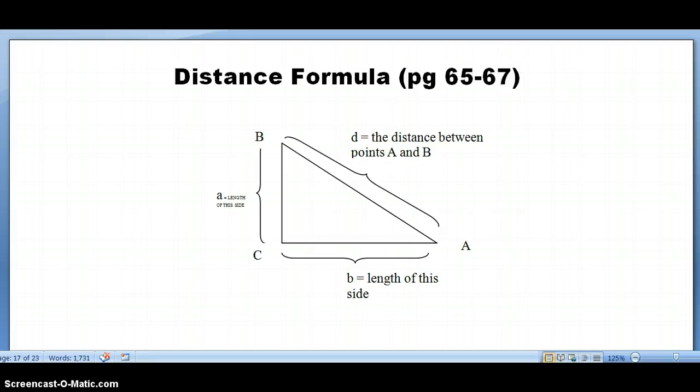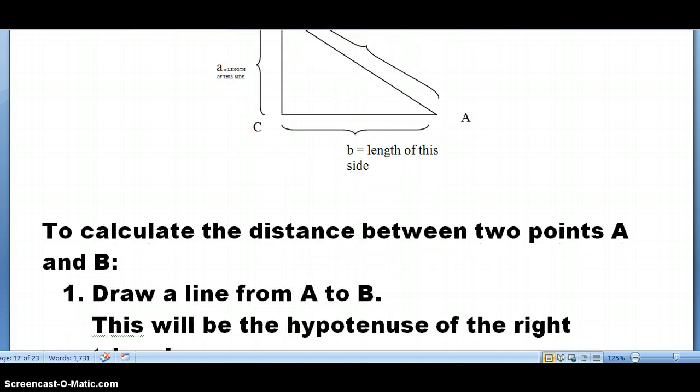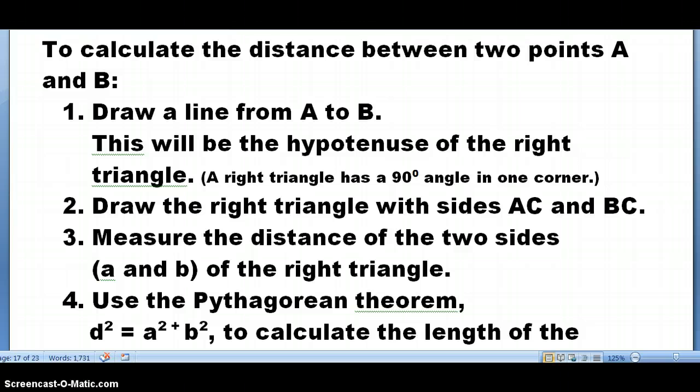In this section, we're going to use the distance formula to calculate the distance between any 2 points B and A. In order to do that, we're going to make use of the Pythagorean theorem. And you can refer to this picture as I go through some of the notes that we're going to talk about. To calculate that distance between those 2 points A and B, we're going to draw a line between them.